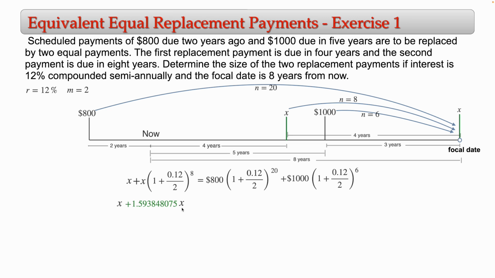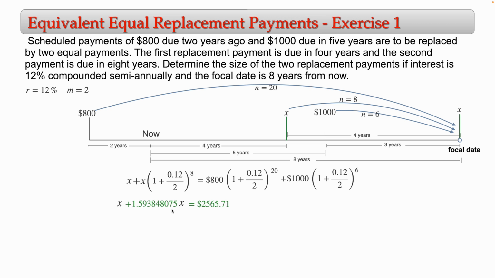Okay, so we have this value, and this will be easy. This is 1x plus 1.593848075x. So that will be 2.593848075x. Okay, then solve this, for example, 800, open bracket, 1 plus 0.12 over 2, close the bracket, and to the power 20. So that gives me 2,565.71. You can round this number to 2 decimal places because this is money.